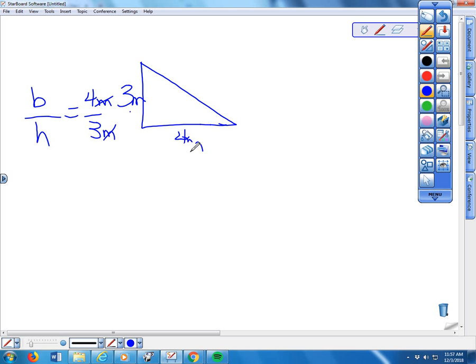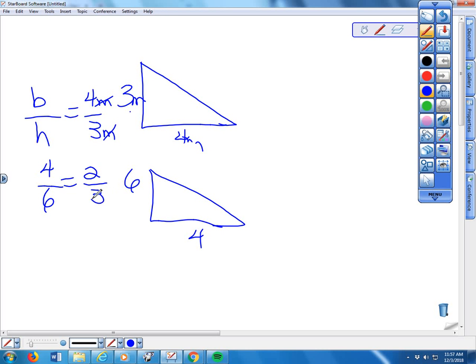In addition, if this was 6 and 4, and I wanted base to height, I'd still do 4 to 6, but you must always simplify your ratios. So you can't just leave it 6 to 4 in this case. You always simplify if you can. Okay. Again, hopefully this is review.